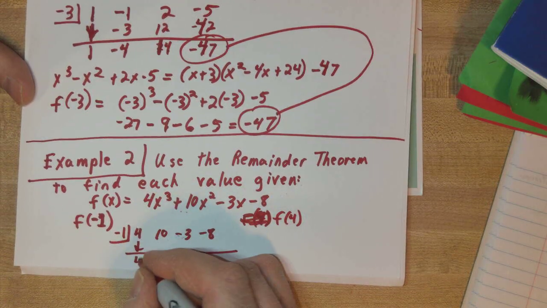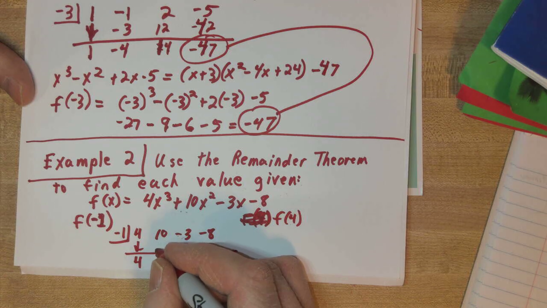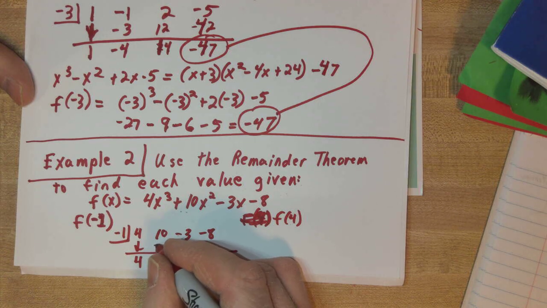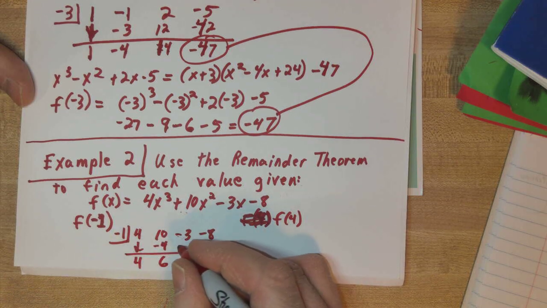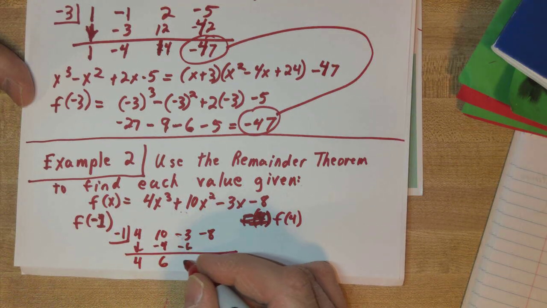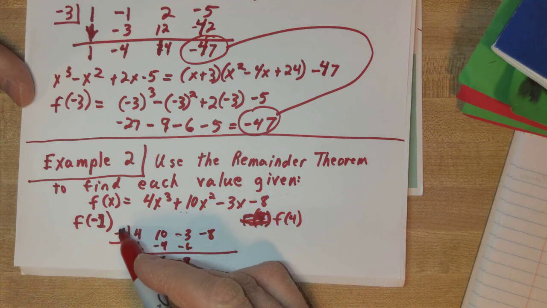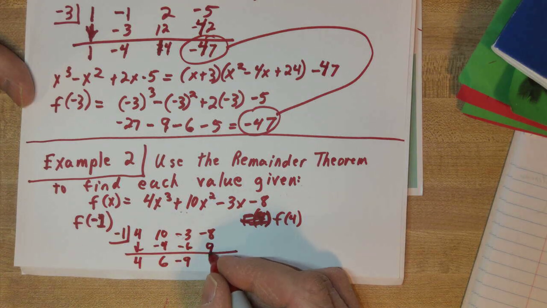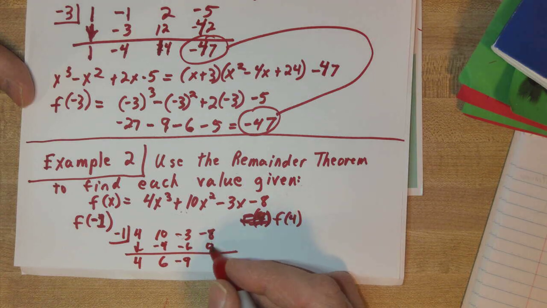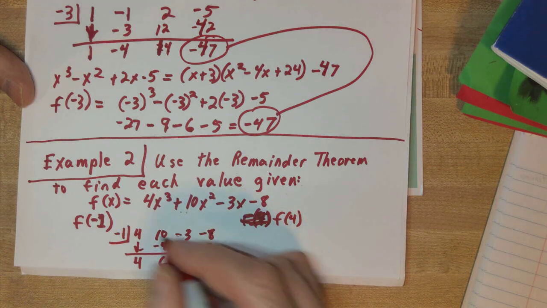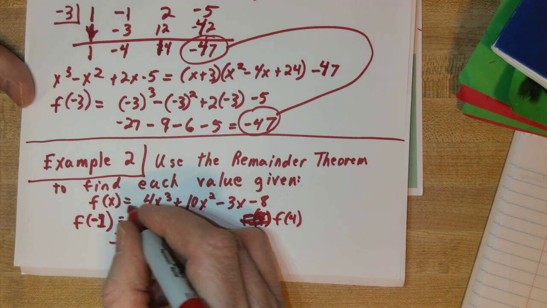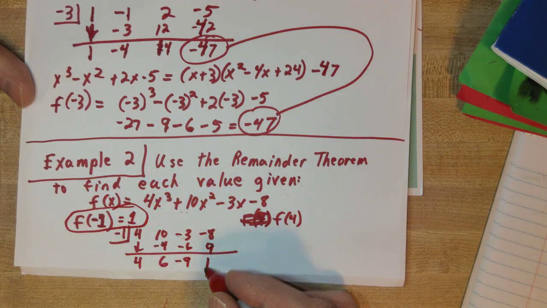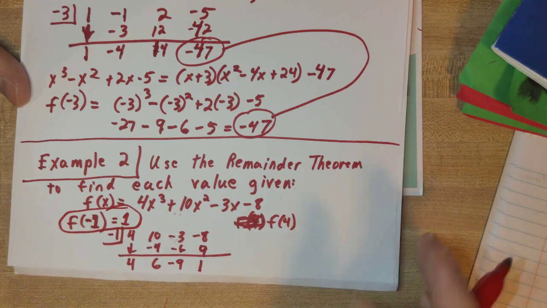Bring down the 4. Negative 1 times 4 is negative 4. 10 and negative 4 makes 6. Negative 1 times 6 is negative 6. Negative 3 plus negative 6 is negative 9. Negative 1 times negative 9 is positive 9. Negative 8 plus 9 is 1. So I'm saying f of negative 1 is equal to 1. The remainder is that same value.